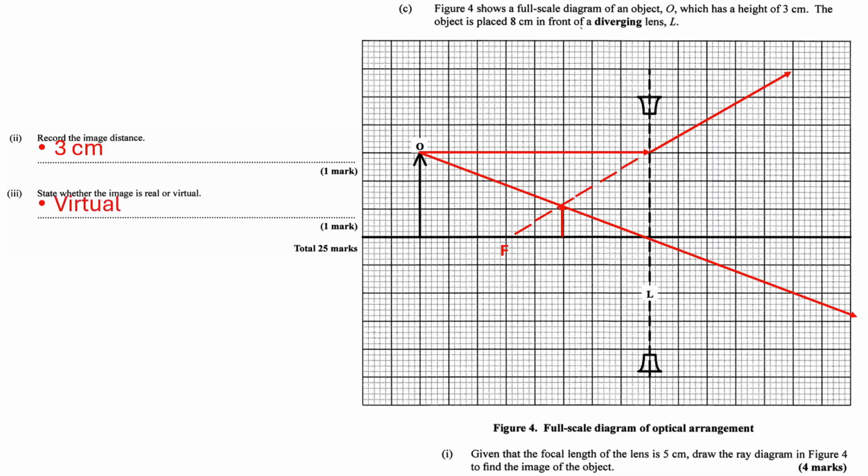How do we know? Well, it's because that light ray that we use with the dotted lines, that means it's a virtual image. Besides that, you could also know that it's going to be a virtual image because diverging lenses only produce virtual images. And that's it for question 1.